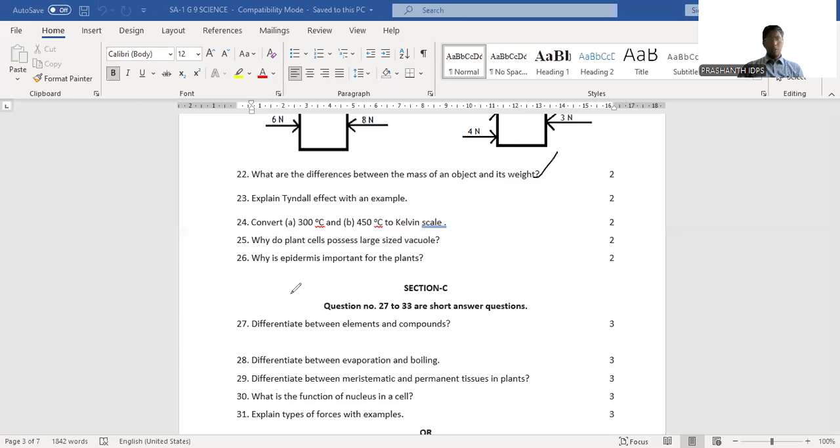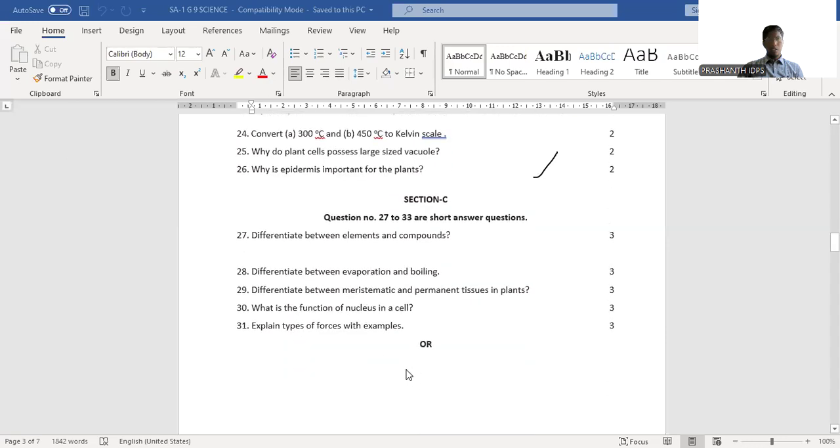Now coming to the next question, section C. Section C, the question is 31. Explain the types of forces with examples. This is also very easy. How many types of forces do we have? Two. One is contact forces. Another one is non-contact forces. I'll show you that sheet also.